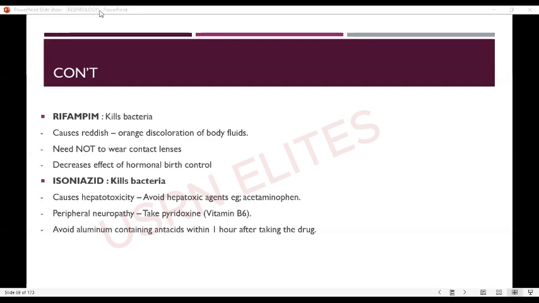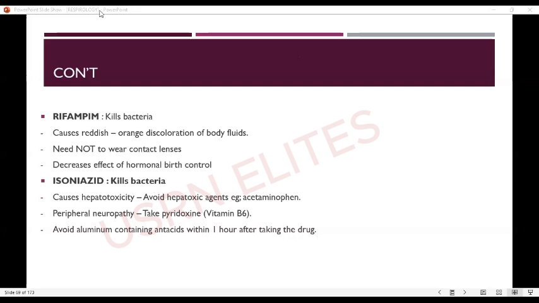Then lastly, isoniazid. It does what? It kills bacteria. Now, what should you also know for your NCLEX? It causes hepatotoxicity. So avoid hepatotoxic agents like paracetamol. Once again, we are here. Two TB drugs cause hepatotoxicity. Which ones? Isoniazid and pyrazinamide. So don't take acetaminophen with isoniazid either.